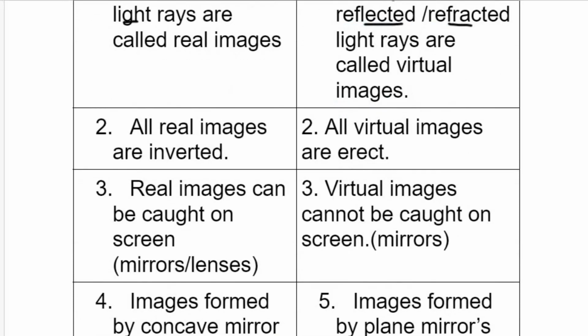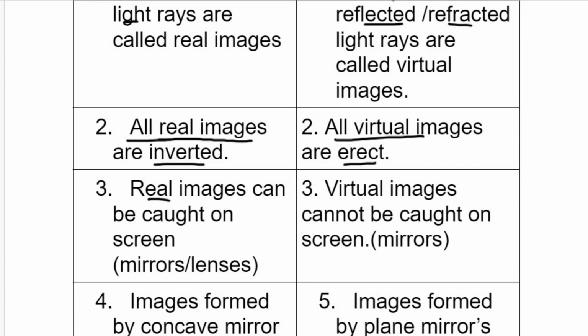Second point is all real images are inverted. All real images. This is a common statement. All virtual images are erect. Erect means they form up above the principal axis. Just like how we look, we are above the principal axis. So our images are also above the principal axis. We don't look upside down.